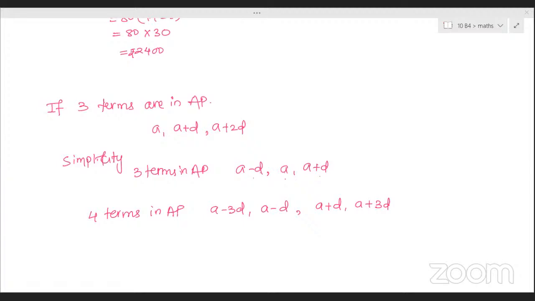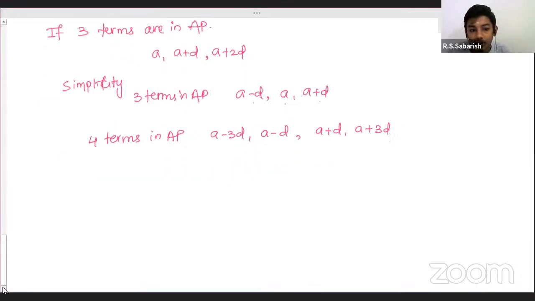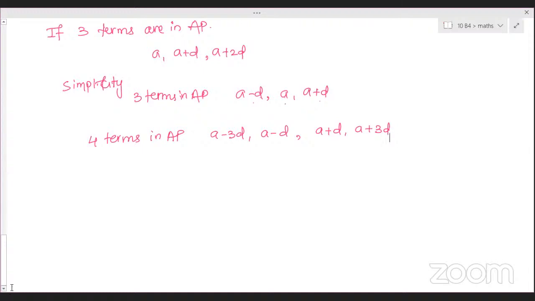And these questions you have already solved. Where? In polynomials. Zeros of the cubic polynomial are in AP. So at that time I directly told you, consider the zeros as A minus D, A and A plus D.